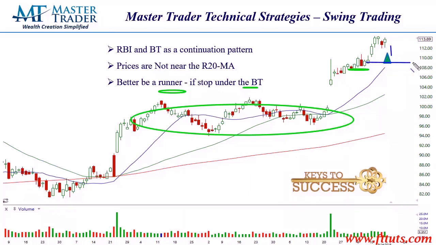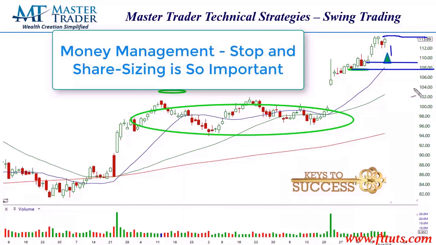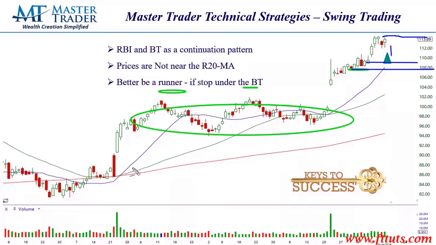It could pull back to here where the 20 MA begins to catch up with prices. So you really have to decide what it is that you want to take and how aggressive you want to be. So if you were to take that, I would strongly suggest smaller shares and a bigger stop, looking for it to add, because it is a very attractive pattern based on what I said.